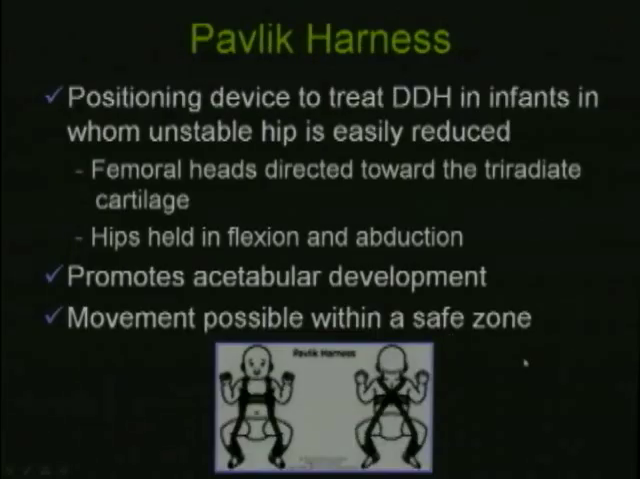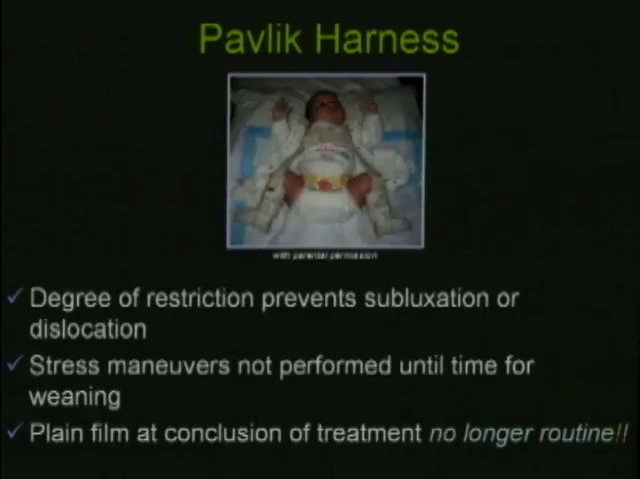So in these babies where we can reduce the hip, a positioning device is used called the Pavlik harness, and it's used in babies in whom an unstable hip is easily reduced. The femoral heads are directed toward the triradiate cartilage, with the hips held in flexion and abduction to promote acetabular development, but to allow for movement in a safe zone. So by putting the baby in the harness, we will be preventing subluxation or dislocation. We don't do stress maneuvers until it's time for weaning.